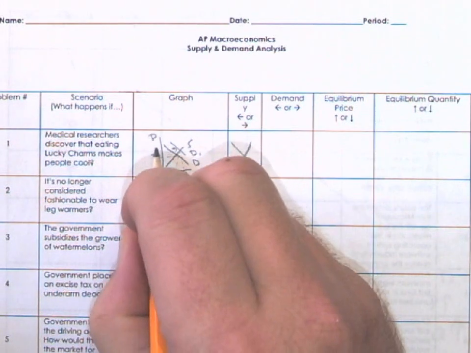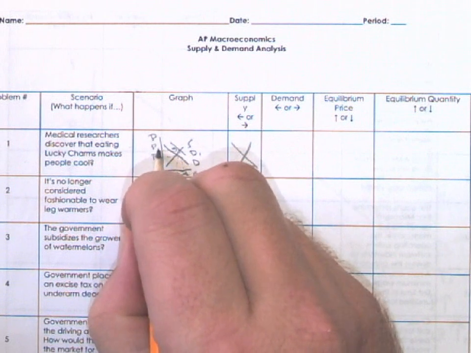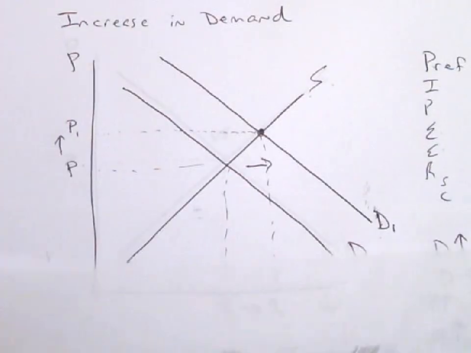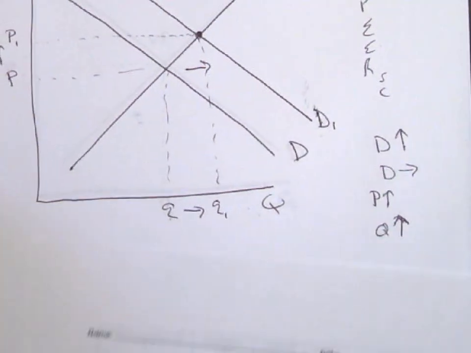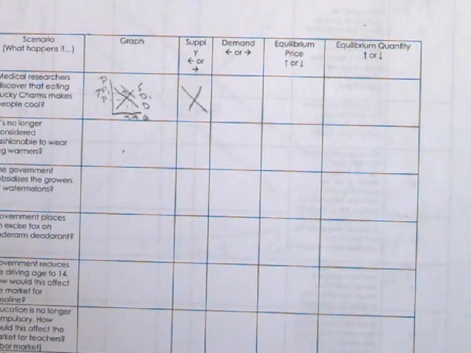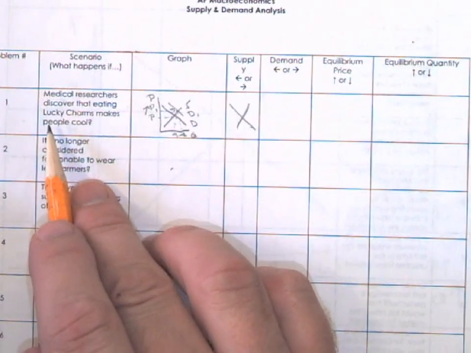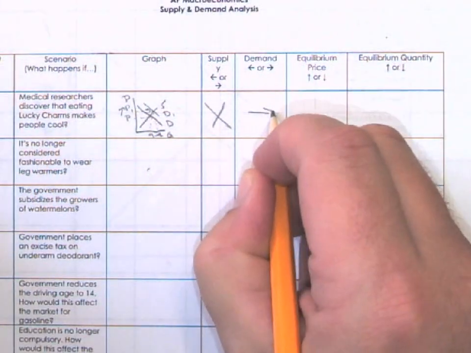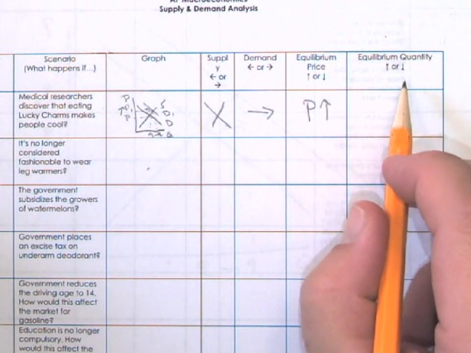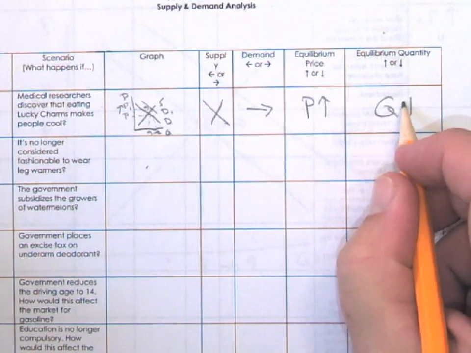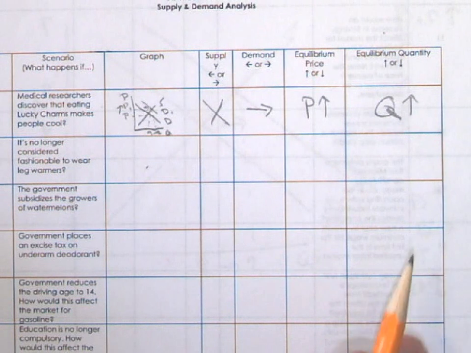My quantity is going to increase. My price is going to increase. So it's this exact same graph. And these are what we call our results. Our results, or what happened from our new preference of this item, is going to make demand shift to the right. It's going to make prices go up, and our equilibrium quantity demanded is going to increase as well.